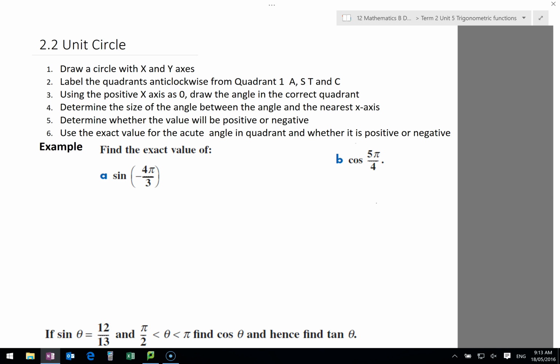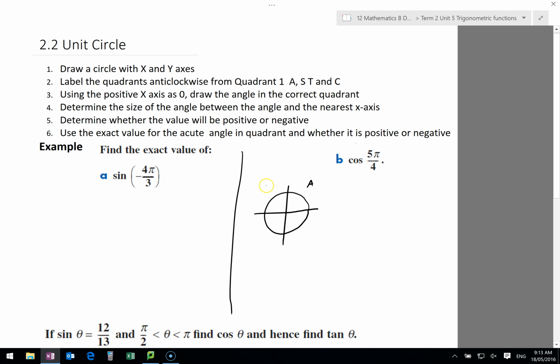I'll do part B first, just because it's the positive case. Okay, so part B, step 1: draw a circle with the x and y axes, and we can draw a little circle around it. Label the quadrants anti-clockwise from quadrant 1.